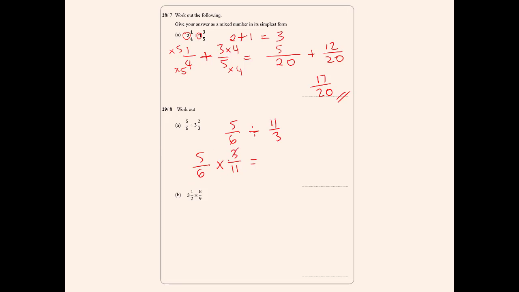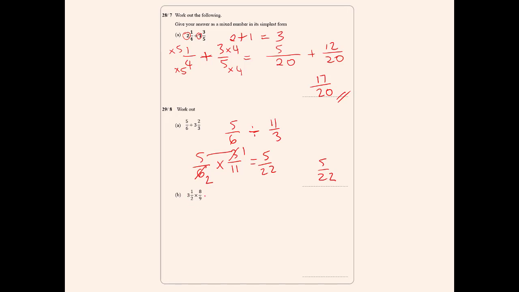So 3 and 6, top and bottom, so we can divide both by 3. 3 divided by 3 is 1, 6 divided by 3 is 2. And that's it. So 5 times 1 is 5, and 2 times 11 is 22. So 5 over 22. So it saves you from simplifying later on if you simplify while you're doing the working.